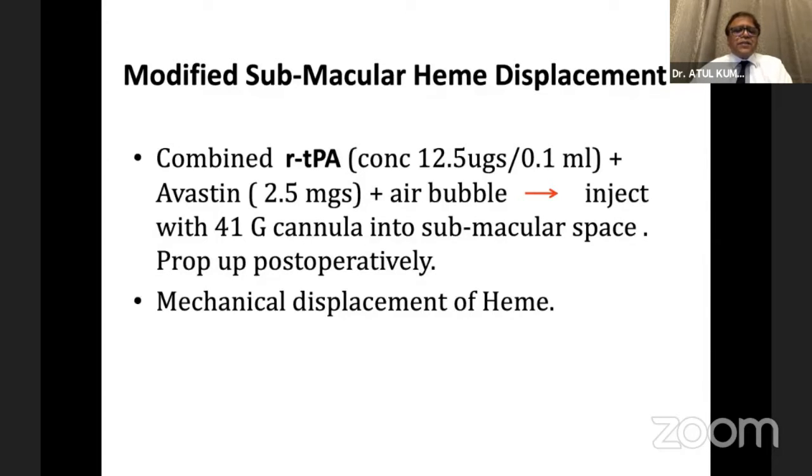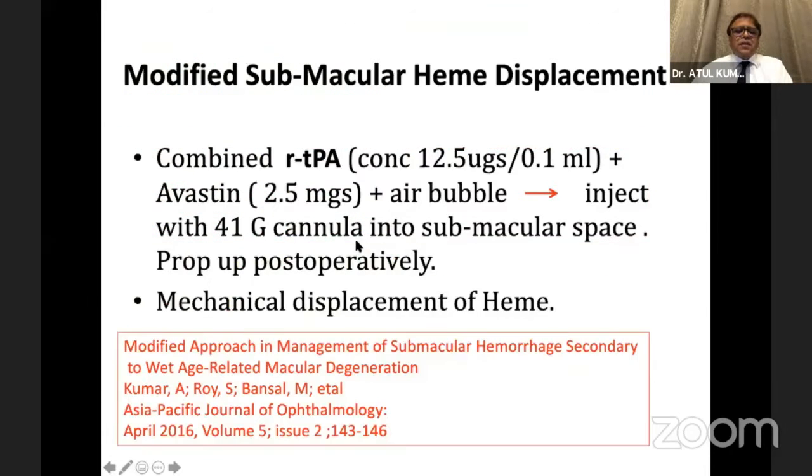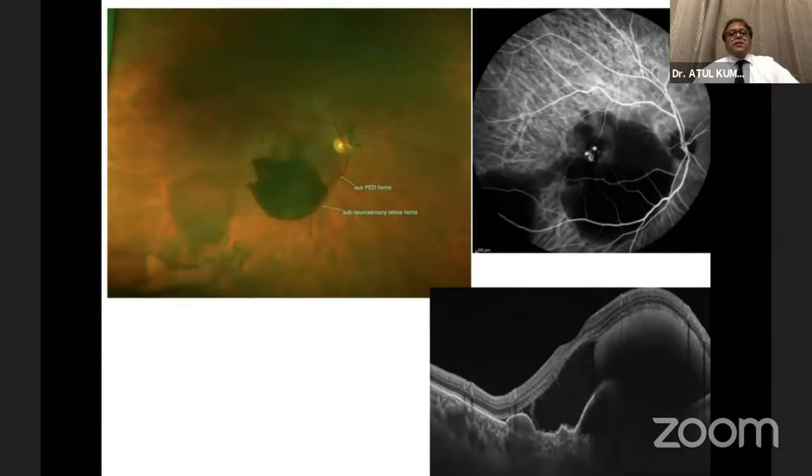This is the 41 gauge translocation needle, the same needle which was used in Europe to create macular translocation. It is used because the retinotomy self seals, and at least in my hundreds of cases, I've never had a retinal detachment. So it really does self seal.